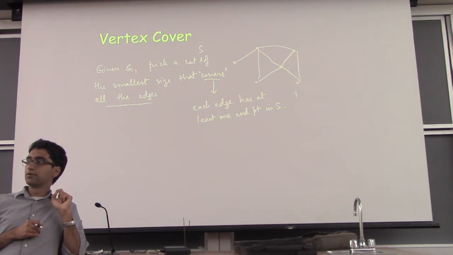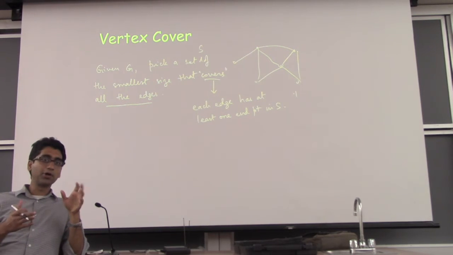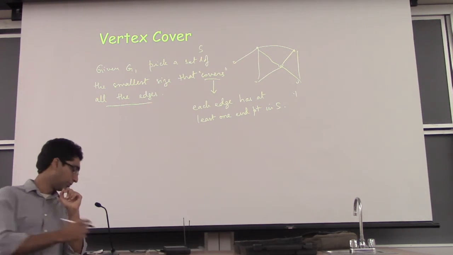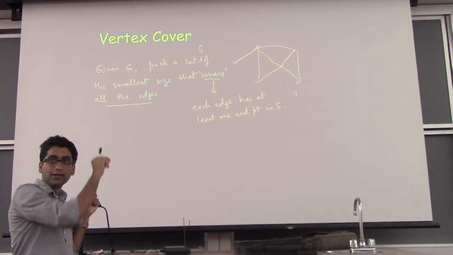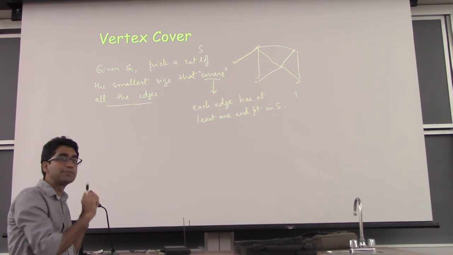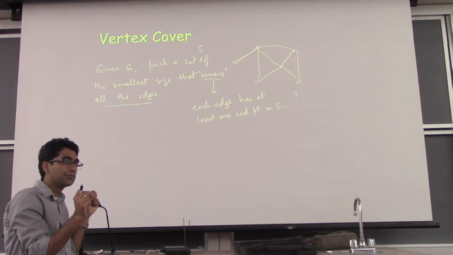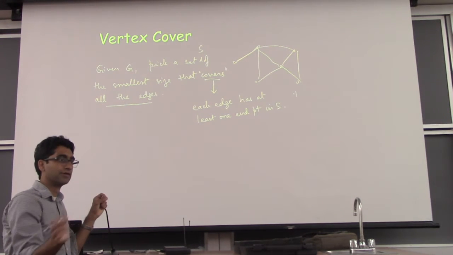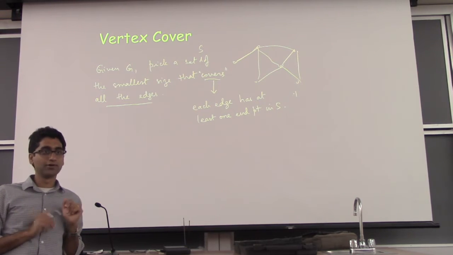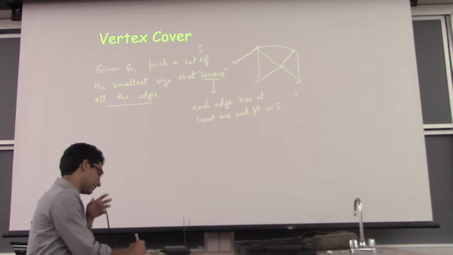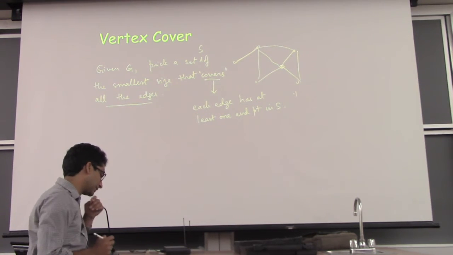Sometimes people call this some kind of a policeman type problem. So these are all roads and these are intersections. You want to place as few policemen as possible such that the policemen can see all the roads. They want to be able to look into every road. So this is one way people describe this.